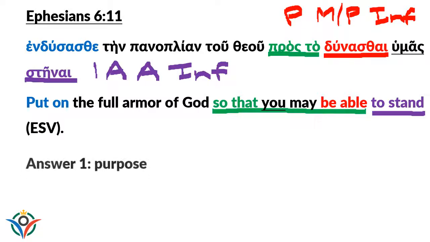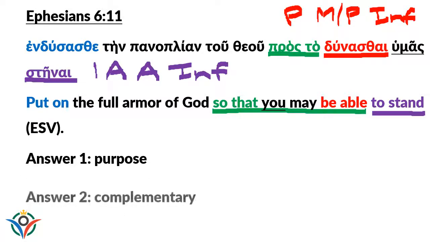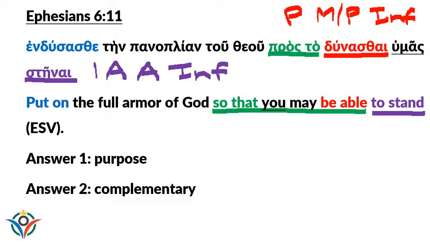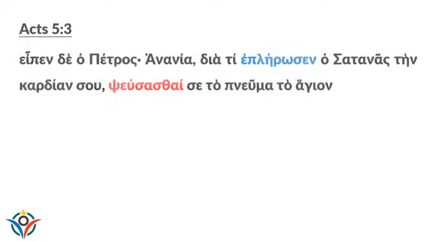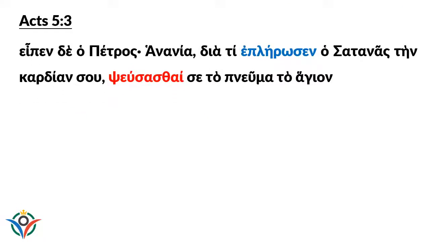All right, so the first infinitive is being used to communicate purpose, and the second infinitive, steinai, is being used as a complementary infinitive. All right, so a lot going on in that one verse, but we'll move on to the next one now. The next example comes from Acts 5 verse 3.